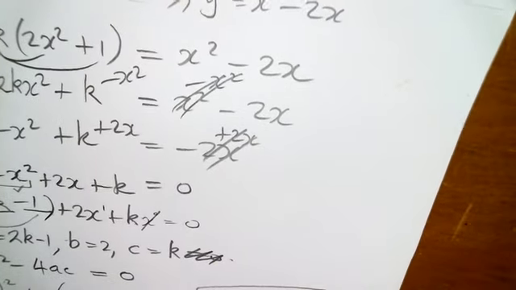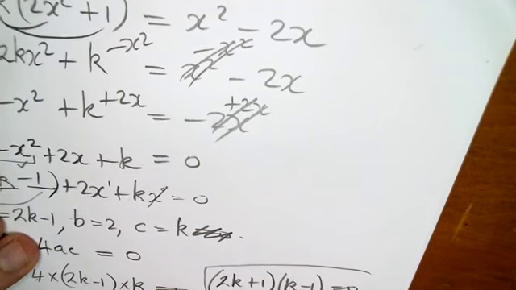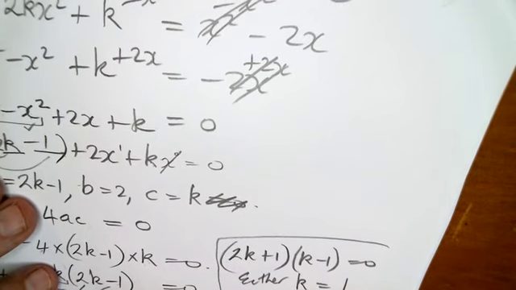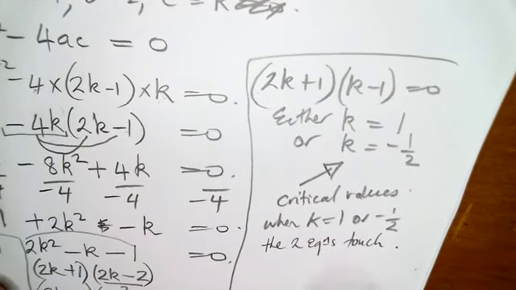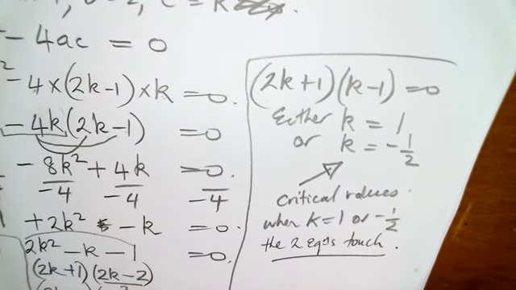If you go back to the original equation, you probably should actually write out what it says here. So you want to say when k equals 1 or negative 1/2, the two equations touch. It's just touch. I'll put touch. Sorry, you can't see that. So that's what I've written here. Yeah, the two equations touch, and that would be. Don't write any more. Just write that. I think you're on safe ground.